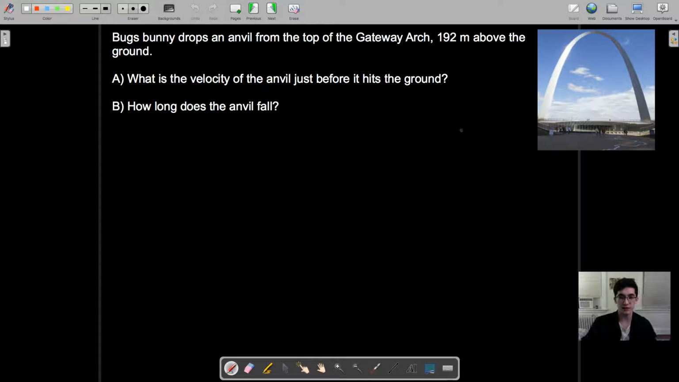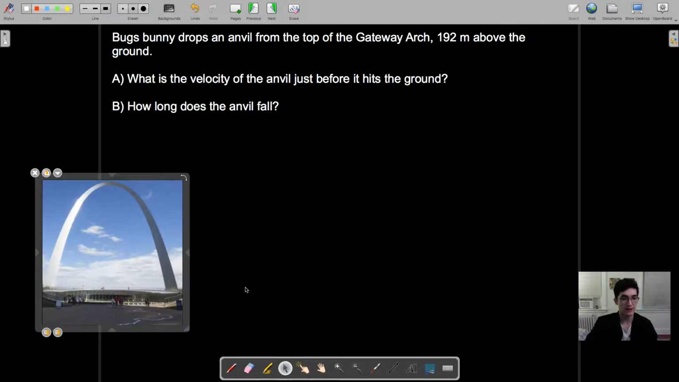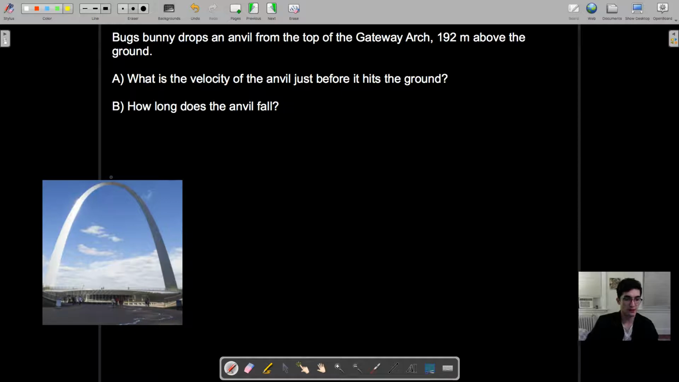So let's draw a little picture to get a gauge of this, okay? So we have our Gateway Arch here in St. Louis, Missouri. And we have a little Bugs Bunny, I'm going to just draw up top here. Little Bugs Bunny, give him some bunny ears, has an anvil, okay? He has this anvil, and he's dropping it from the top. And he is dropping it a distance of 192 meters from the ground, okay? He is 192 meters above the ground.